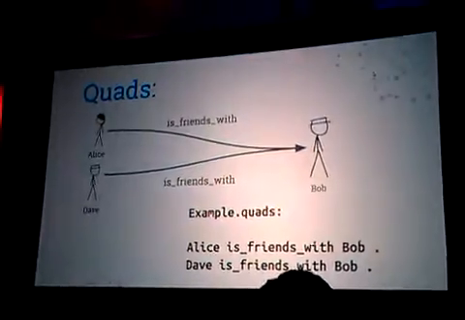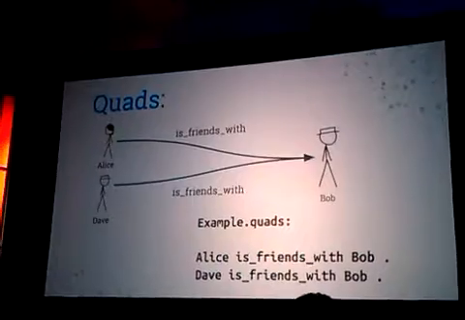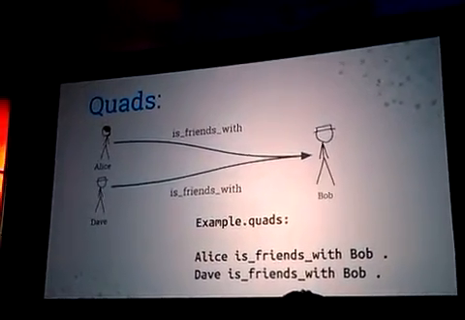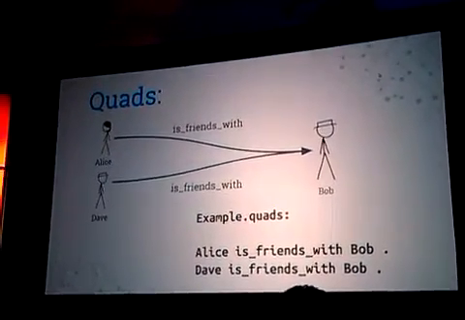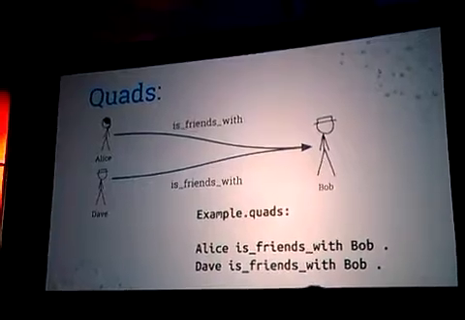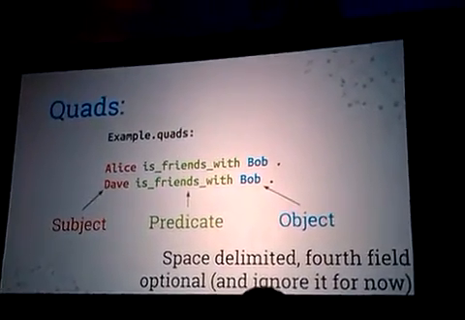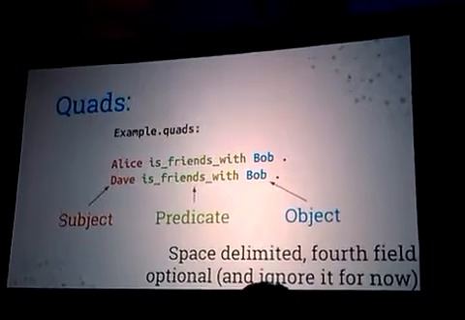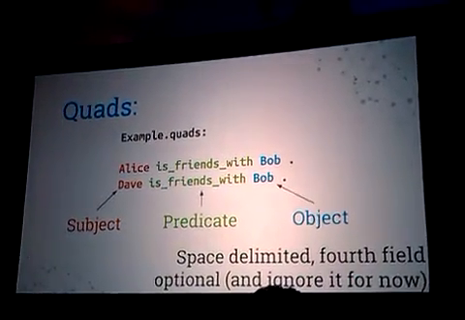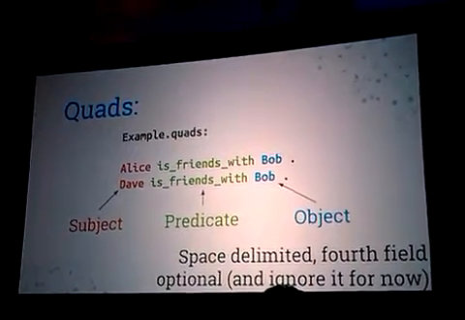And so the Bob file, this is actually the data format you can pass it, is just these two lines. Alice is friends with Bob, Dave is friends with Bob. And what this is, is that there's a subject, Alice, some predicate, which is the connection node between these two things, and Bob is our target object.